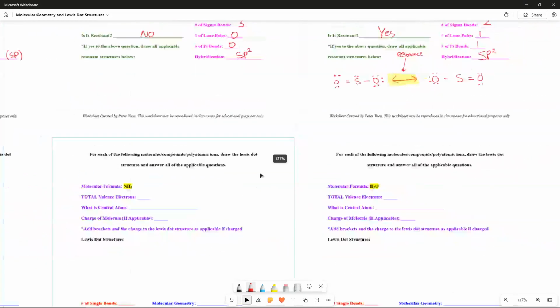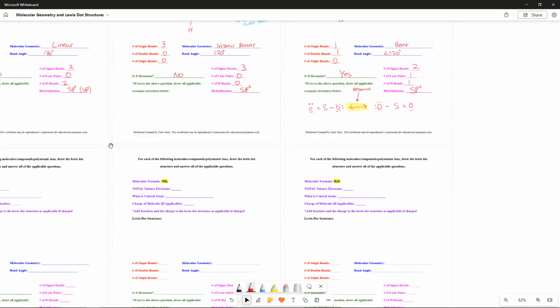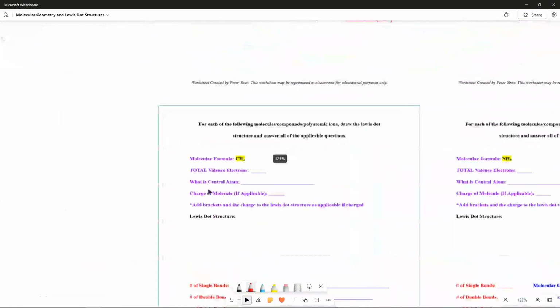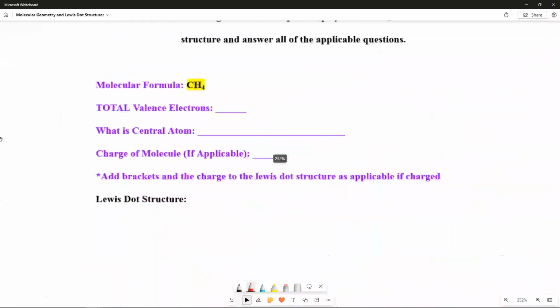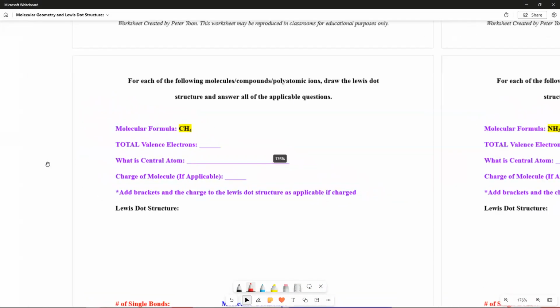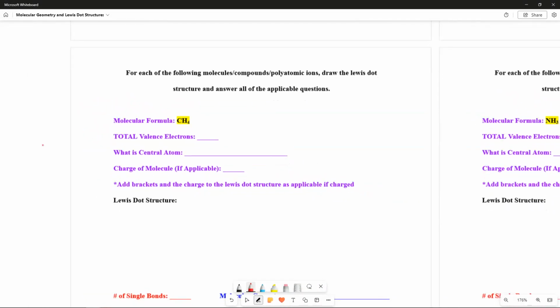All right, moving on to our 4th question, CH4. Ooh, it's a tough zoom. All right, carbon on the periodic table is going to have 4 valence electrons. H4, 1 times 4 valence electrons, for a total of 8 valence electrons.